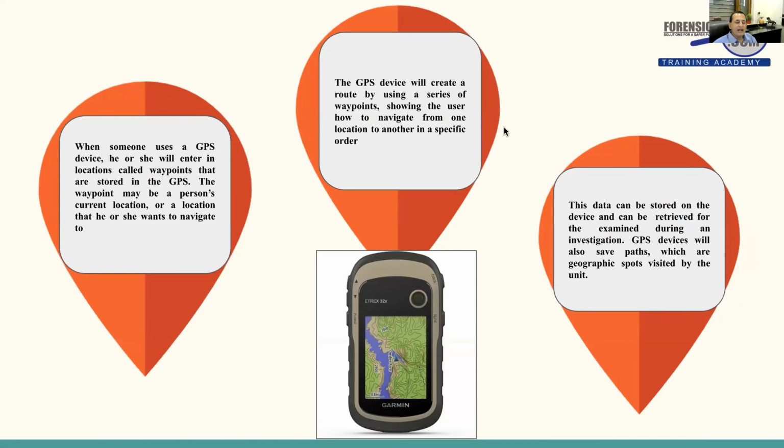So what happens when someone uses a GPS device? Now, suppose I am at a particular location and I want to go somewhere else. When we use Google Maps, what we do is we start the app. We will have a from, where we are starting from, and then we will have the second part, which is the destination. Where do we want to go?